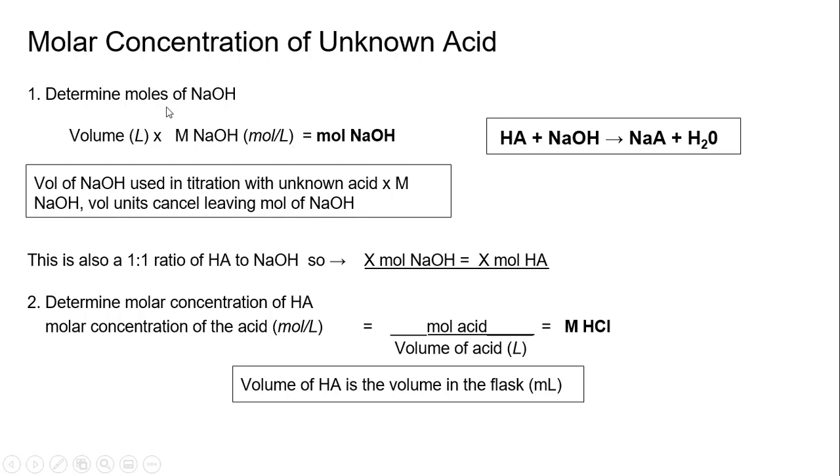I take the information I know, which is my concentration and my volume, and I get my moles of base. Now, this is a 1-to-1 molar ratio, which means that whatever I have of this is now of this. So my moles of base are now equal to my moles of acid. Here's the formula to determine your molarity of the acid. I take my moles of acid, and my volume, which would be in the flask, is down here. I change it to liters, which will give me my molarity of HCl.